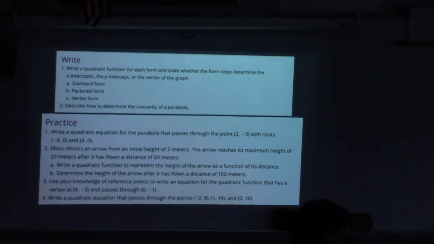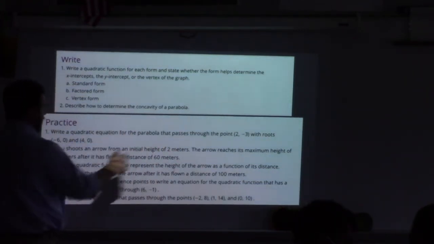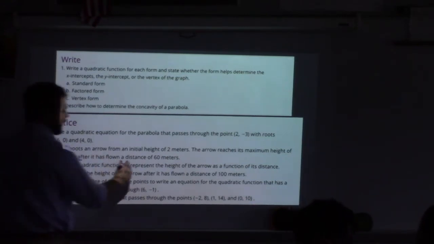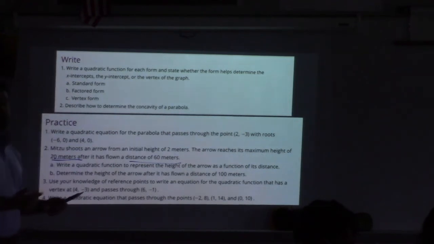So Mitsu shoots an arrow from an initial height of 2 meters. Hey, let me ask you this. If it's an initial height of 2 meters, what is the distance that that arrow has gone? Think about it. I want you to notice it reaches a maximum height of 20 meters, right? After it has flown a distance of 60 meters. So what do I have there?